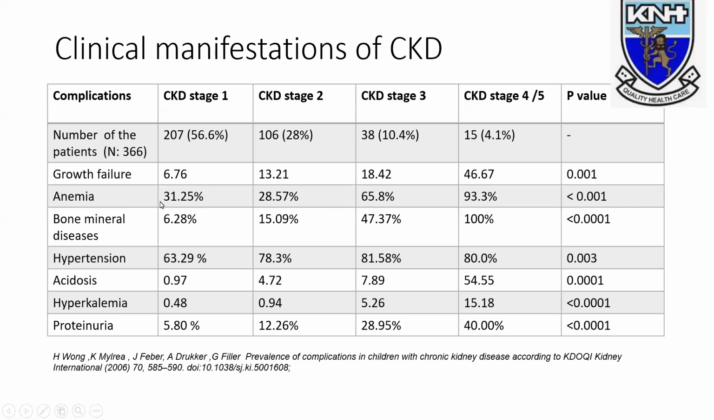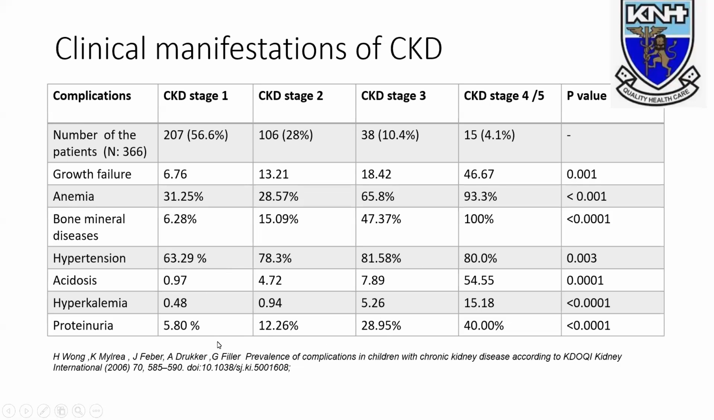Anemia, which is among the most common and severe complications, at stage 1 is at 1.2, and can keep increasing, and at stage 4 and stage 5 it is 93.3. Bone and mineral disease is 6.2 at stage 1, then increases until 100% at stage 4 to stage 5. For hypertension, as you can see, in stage 1 you have 63%, and around 80% in stage 4 to stage 5. Metabolic acidosis is also increasing according to the stage, and for electrolyte abnormality, hyperkalemia is lower at stage 1, then increases at stage 5.